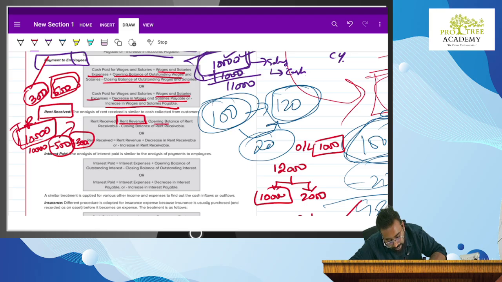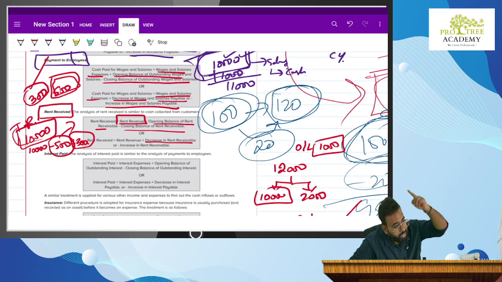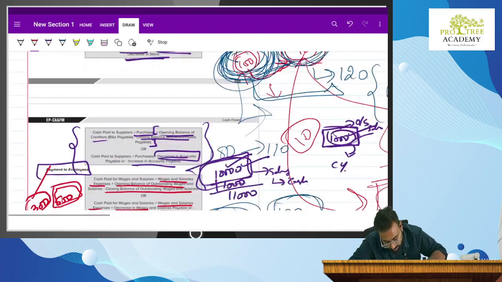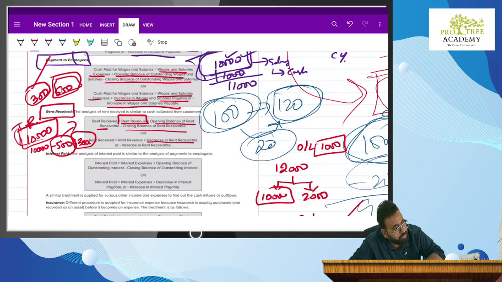So rent received plus opening balance of rent receivable minus closing balance of rent receivable. Same thing, sir. Decrease in rent receivable means plus. Sir, why does decrease mean plus? Because apart from last year, I have collected some portion of current year also. Say for example, last year the balance was 300. Suppose the current year balance is 100. Now tell me, out of this 10,000, 300 is also coming? Yes, sir. But 100 is not coming.